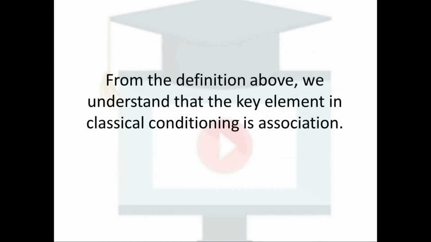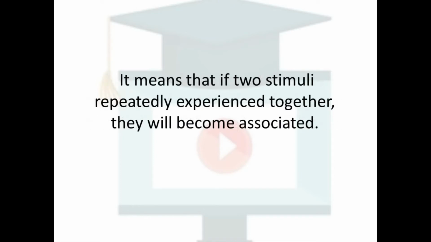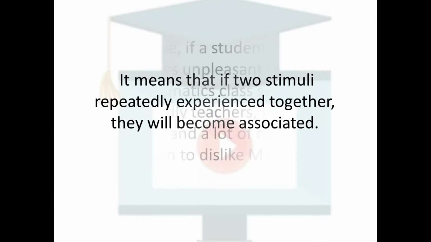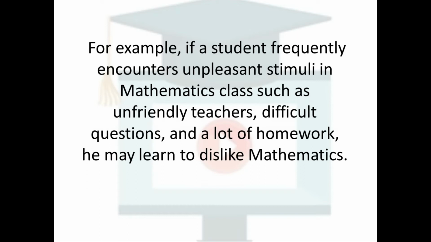From the definition above, we understand that the key element in classical conditioning is association. It means that if two stimuli are repeatedly experienced together, they will become associated. For example, if a student frequently encounters unpleasant stimuli in mathematics class such as unfriendly teachers, difficult questions, and a lot of homework, he may learn to dislike mathematics.